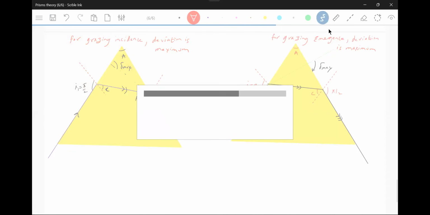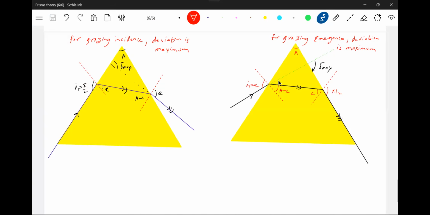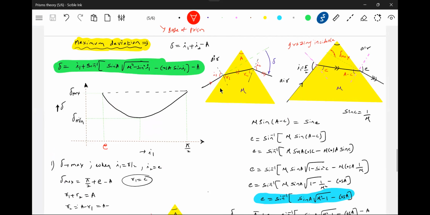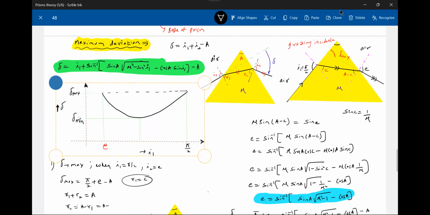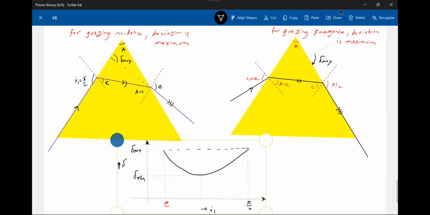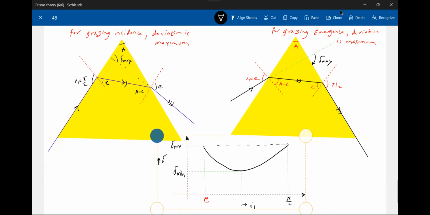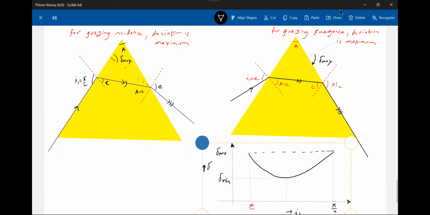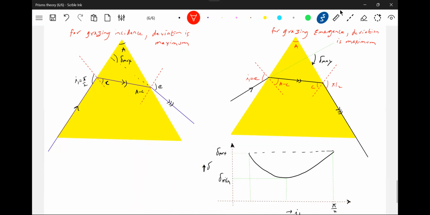Okay, hope everyone is able to understand. These conditions are very important. So that particular graph was here. I'll bring that graph also for you. And how much value of that also we know. This is the E.